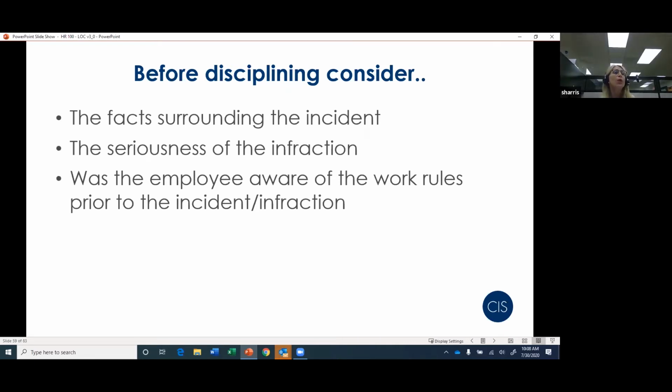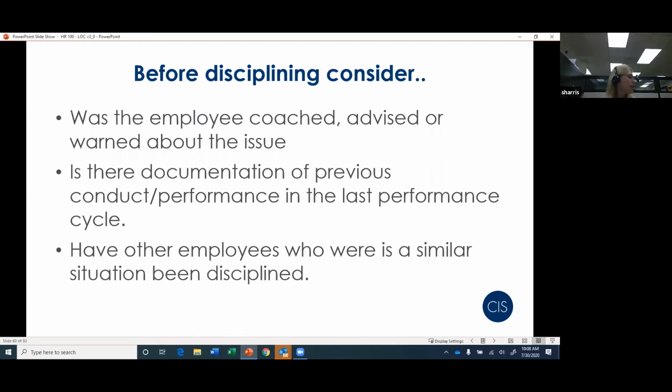And so we really want to take a look at what the facts are, what the seriousness is, and was the employee even aware of the work rules? This is where we go back to that new employee orientation and performance evaluations, where it's a good idea to revisit our city and county rules. If the employee is having a problem with attendance, why don't you go over the policy about attendance with them, okay? So was the employee coached, advised, warned?